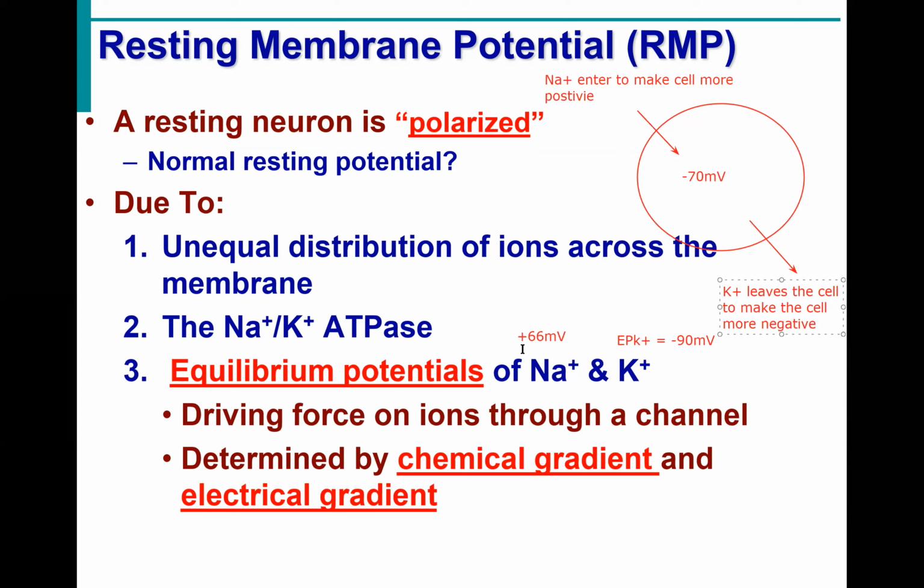Other ions, other than sodium and potassium, we don't have to worry about. So sodium and potassium are the only equilibrium potentials we are going to worry about because the other ones are more complicated. But these we need to know. All right. Questions on that?